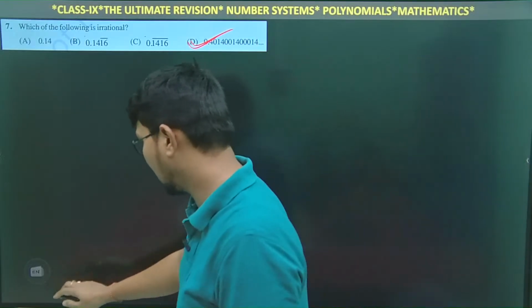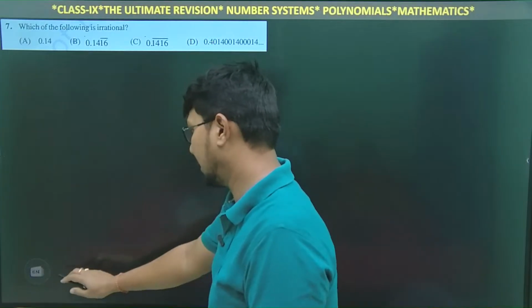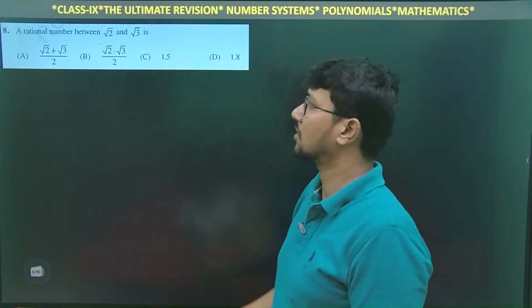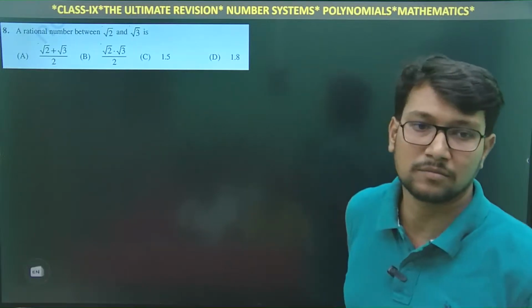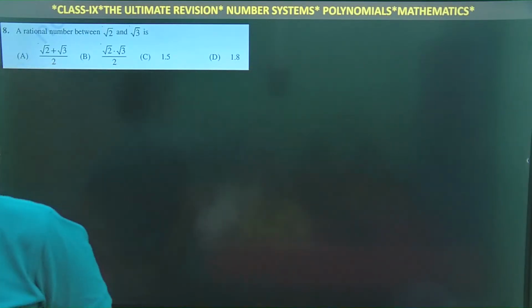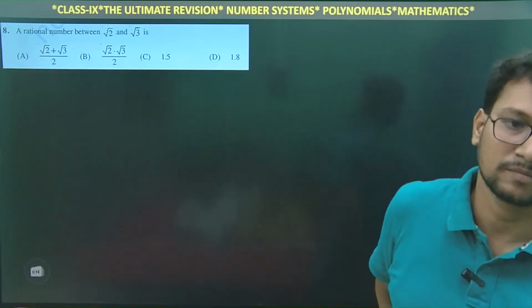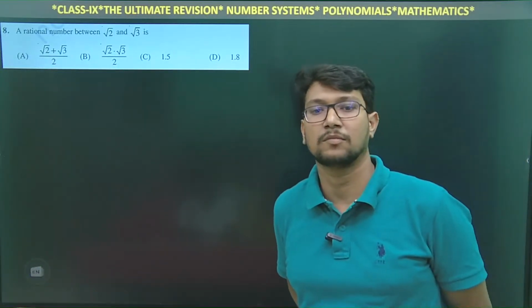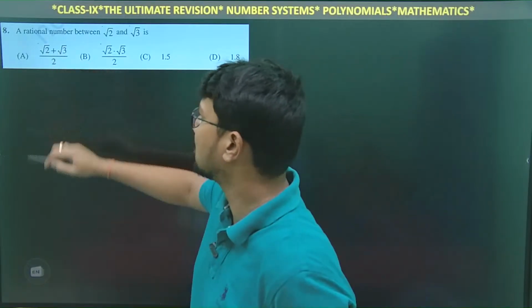Okay, chalo. Next question. See, next question: a rational number between root 2 and root 3. Okay, others. Why not (root 2 plus root 3) by 2?